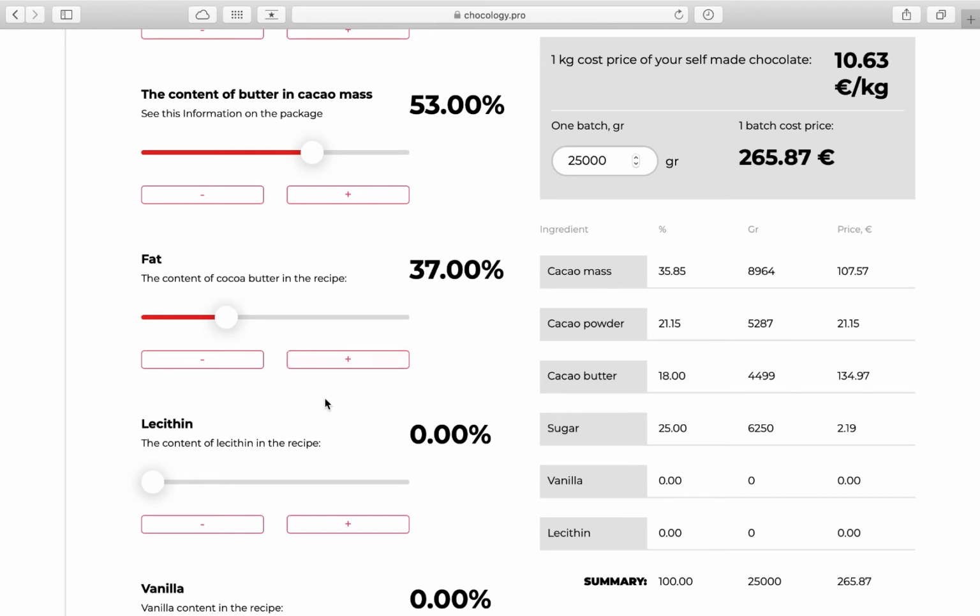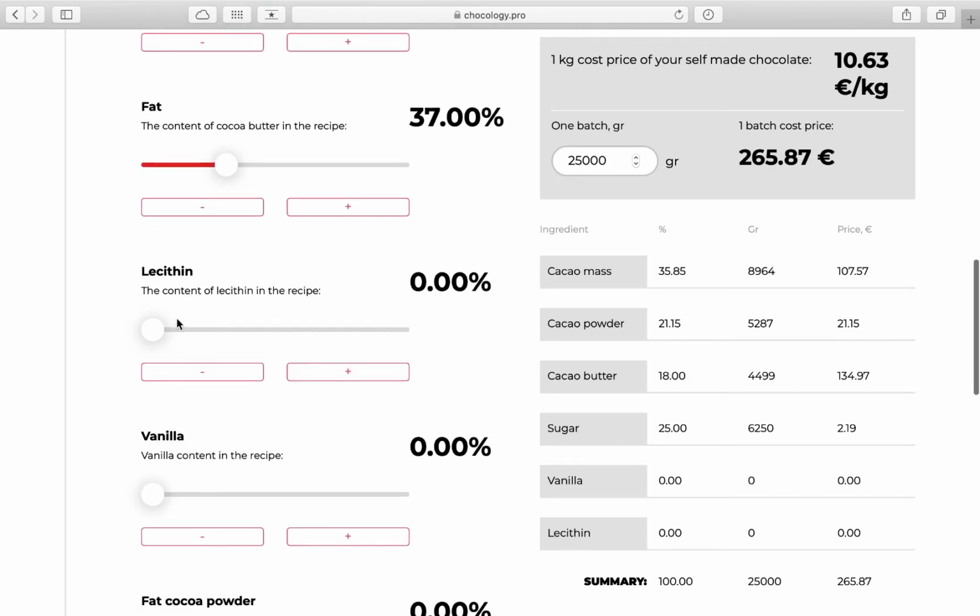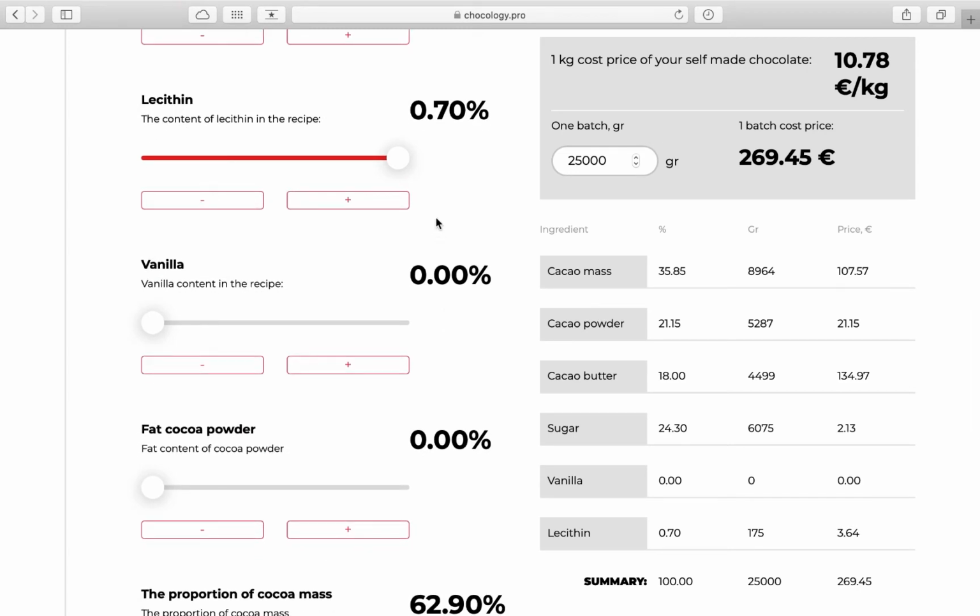Further, it comes the emulsifier. Such emulsifiers as soy lecithin or sunflower lecithin are used to influence the rheology of chocolate. That is, by adding an emulsifier, we make the chocolate more fluid. There are also restrictions. We cannot put more than 0.7%. This is due to the fact that if we put more, we will make the chocolate not fluid, but only thicker than it was before adding the emulsifier. Therefore, I will leave a maximum of 0.7%. It will be quite convenient and comfortable for me to work with such chocolate.